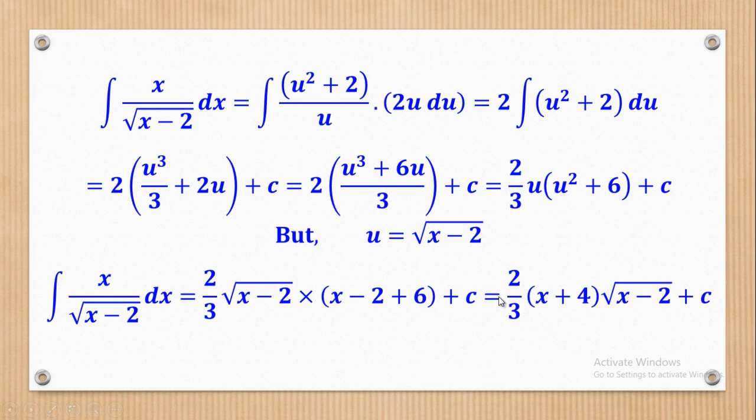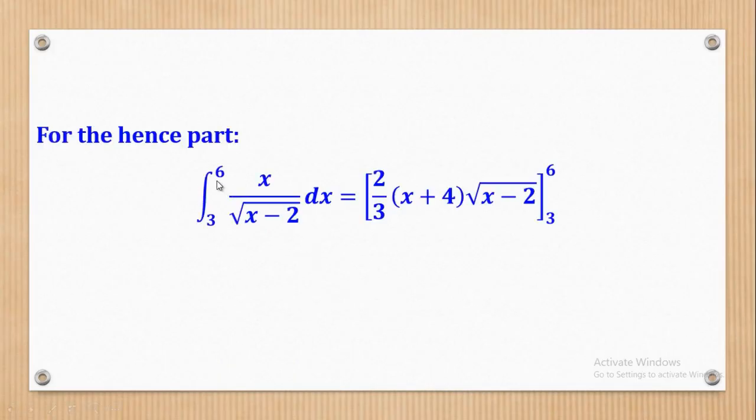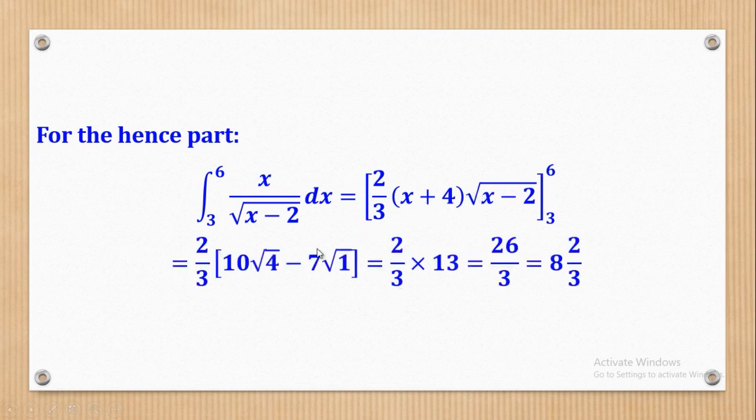Now let's go to the hence part. For the hence part, we are told to evaluate the integral from 3 to 6 of this. I already know this, so I'll just put the same limits. Here we're not using limits of u because this is an expression in terms of x, so we shall remain with the given limits of 3 to 6. Now next I'll have to substitute.